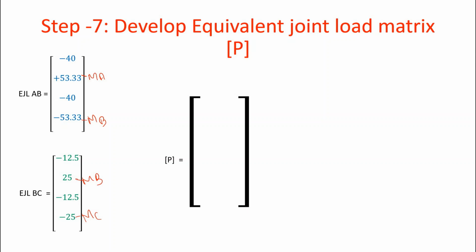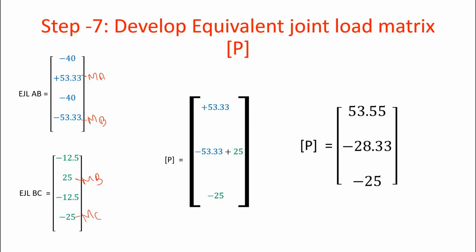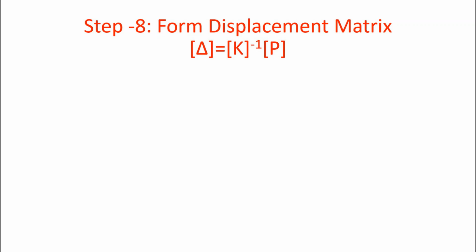So we will take the values from equivalent joint load of AB. MA's corresponding value was 53.33. MB have two values. One from AB, that is minus 53.33. Another from BC, that is plus 25. So we will add both the values here. And value corresponding to MC was minus 25. So our equivalent joint load matrix, or simply load matrix, is 53.33, minus 28.33 and minus 25. And in 8th step, we will develop the displacement matrix by just applying this equation.